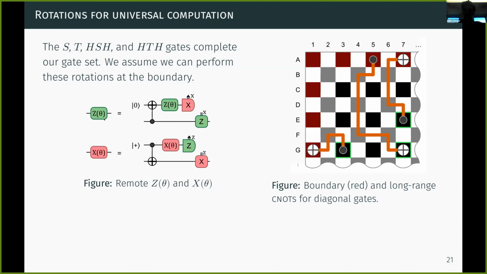Then if we want to implement an arbitrary rotation around the Z-axis, we can implement it through this gadget, where this 0 qubit is an ancilla that we assume is on the boundary. So all we need to do is entangle this ancilla qubit with our bulk qubit through a long-range CNOT operation. Then we are able to perform our T gate by our earlier assumption on the boundary, and we can teleport the result back into the data qubit. And similarly for HTH and S and HSH.